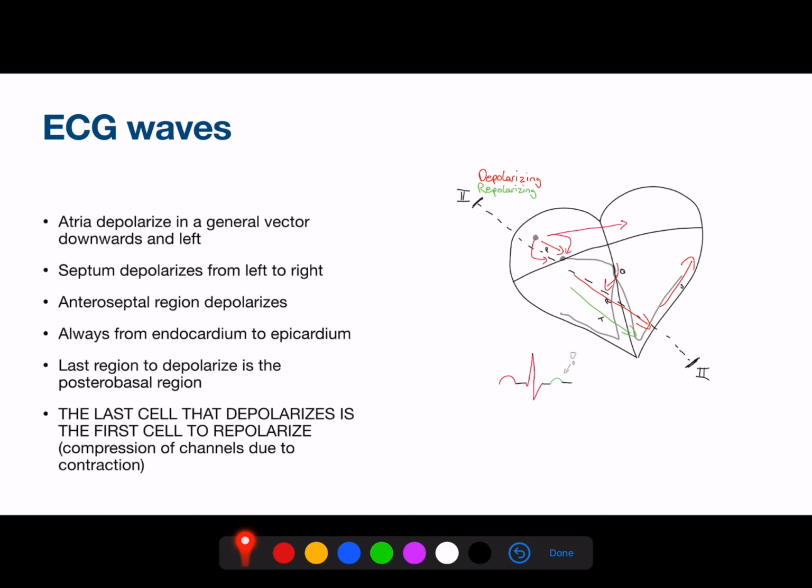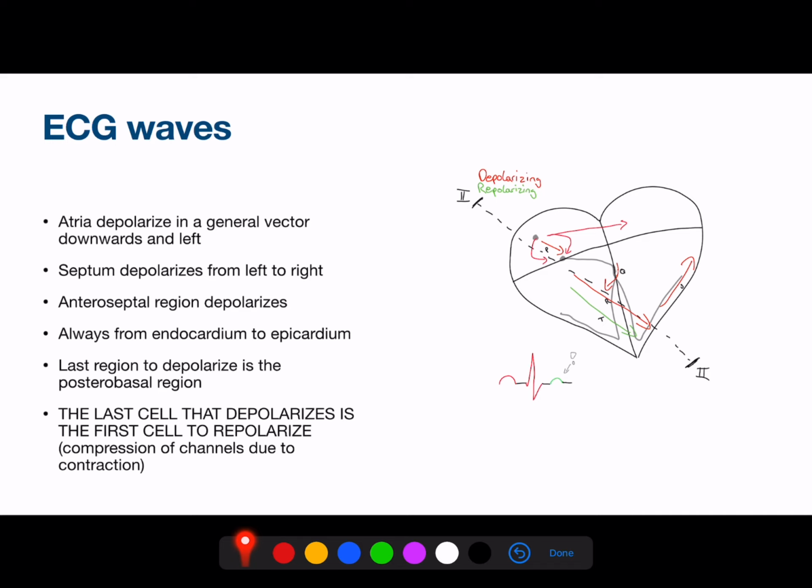ECG waves. What is important, I used lead 2 to explain how the ECG waves are created. Again, this is the negative electrode and this is the positive electrode. So we know that every vector going towards the positive electrode is also a positive upstroke.